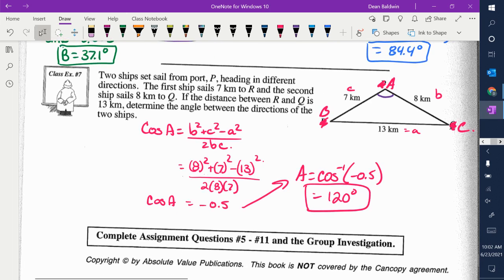All right. Same as yesterday. Label everything. A is your unknown. Plug it into the formula. Spit out the answer. What mode must your calculator be in? Degree mode.